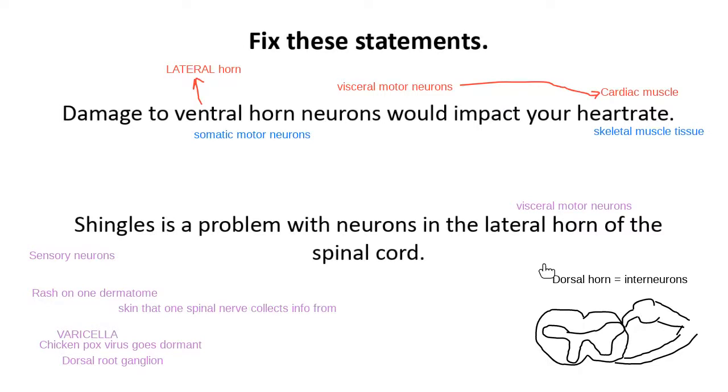So shingles is actually not a problem with the spinal cord at all. It's not a problem with a horn at all. Shingles is a problem with the neurons that are in the dorsal root ganglion. When those neurons have the varicella virus inside of them, and that virus gets reactivated, or it turns itself back on and starts to divide or replicate, make copies of itself, it's going to explode out of those sensory neurons and give you the skin rash that you see in shingles. So a review for us of the horns and a review of shingles.